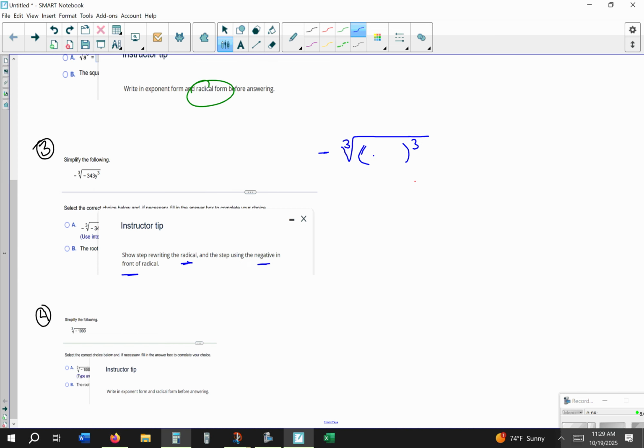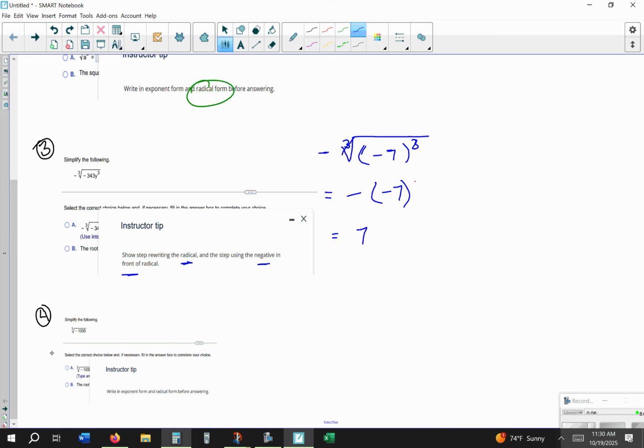So -7 quantity cube. That's the first thing I was looking for. We know that the cube root undoes our cube power. We have the negative out in front of the radical. We have the negative inside the radical. And the opposite of -7 is +7.